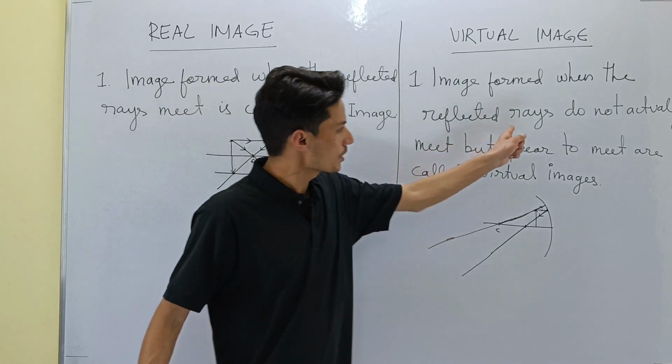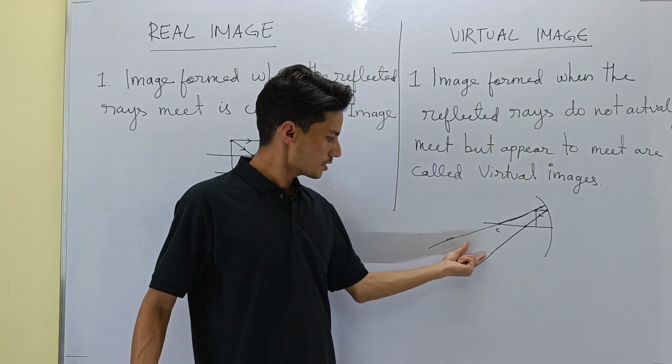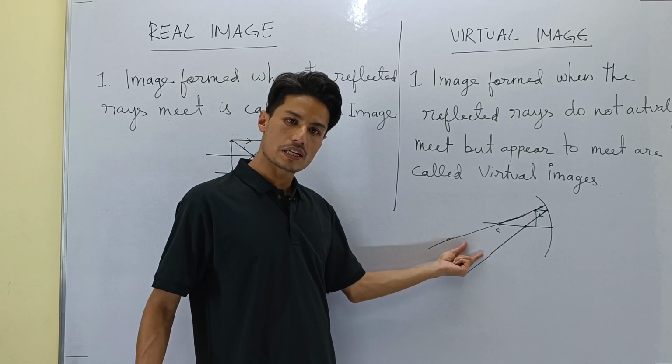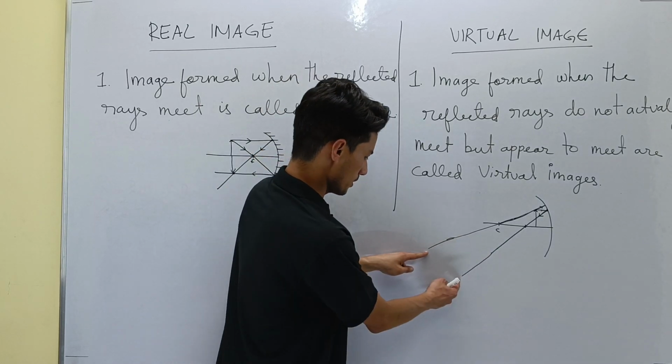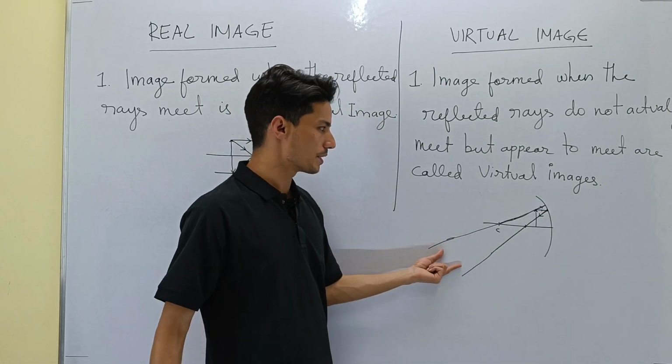Where the rays do not actually meet. So these rays, they do not actually meet. See, they are never going to meet. They are going to get further and further away. So they are not going to meet.